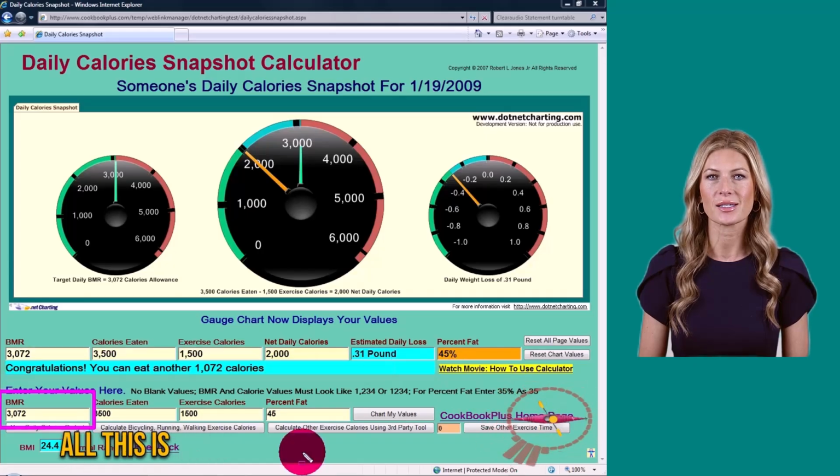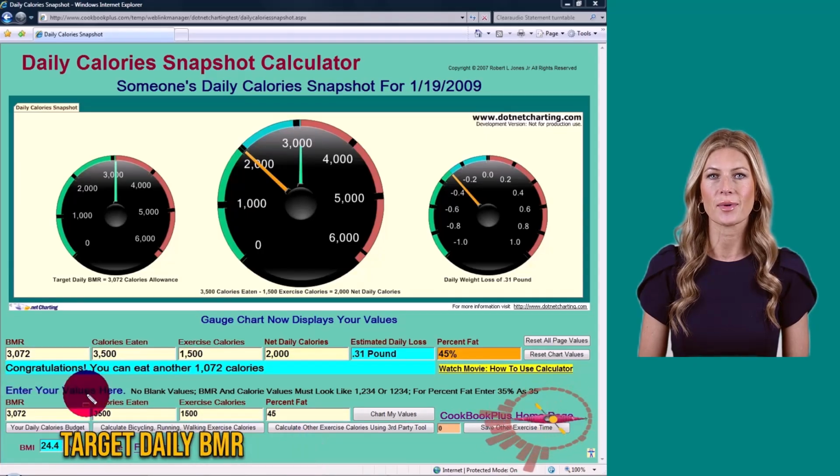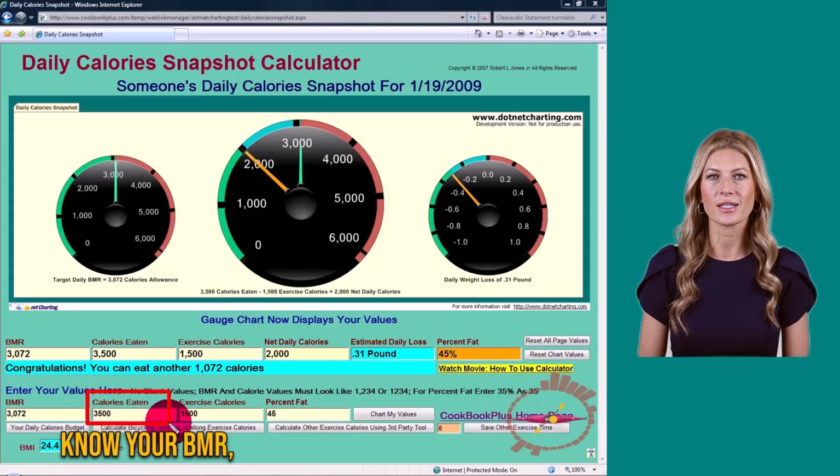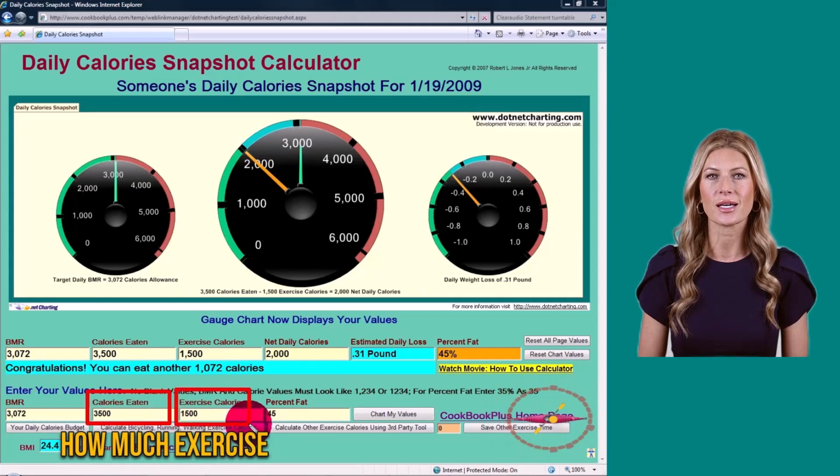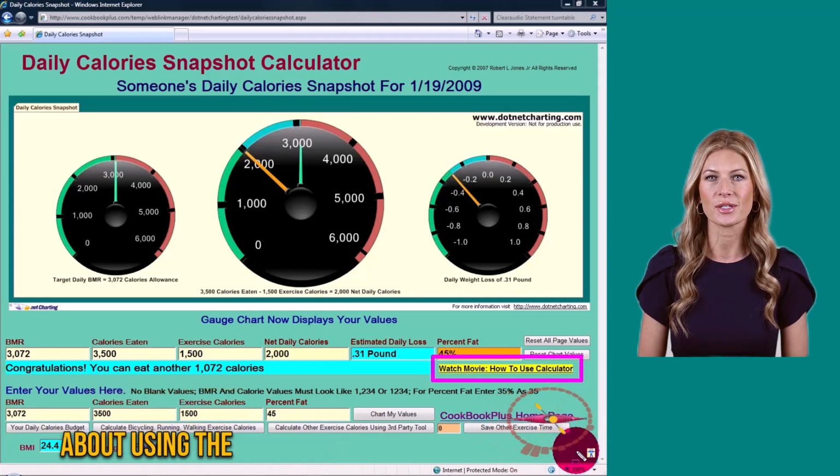The key to all this is knowing your personal target daily BMR. Once you know your BMR, you can figure out pretty easily how many calories you can eat and/or how much exercise you should get to meet your personal nutrition goals. To learn more about using the Daily Calorie Snapshot Calculator, use the hyperlink that's outlined in yellow.